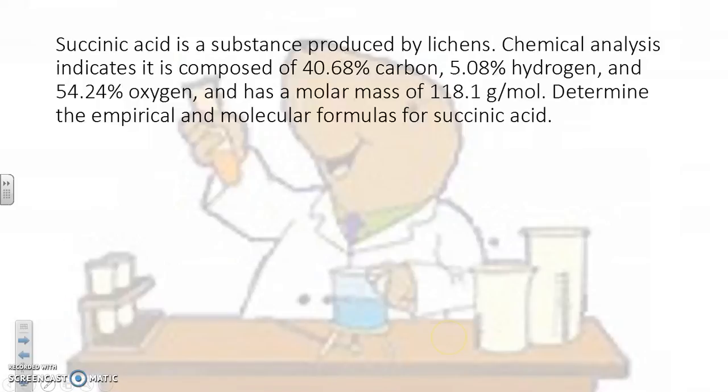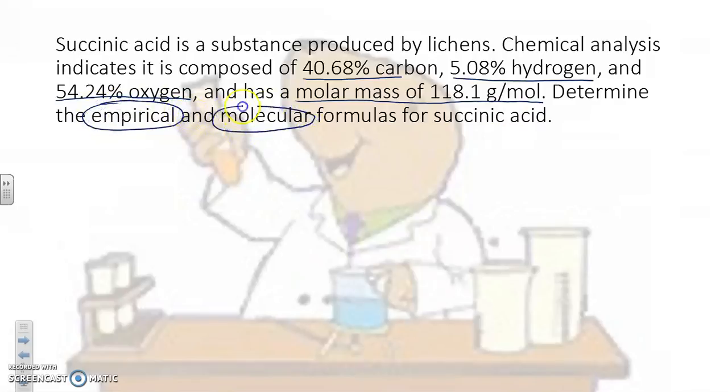Okay. What if we wanted you to find the empirical and the molecular formulas? Well, to do the molecular formula, you just add a couple extra steps. So, succinic acid is a substance produced by lichens. Chemical analysis indicates that it's composed of 40.68% carbon, 5.08% hydrogen, and 54.24% oxygen. They say it has a molar mass of 118.1 grams per mole. They want us to find the empirical and the molecular formulas.